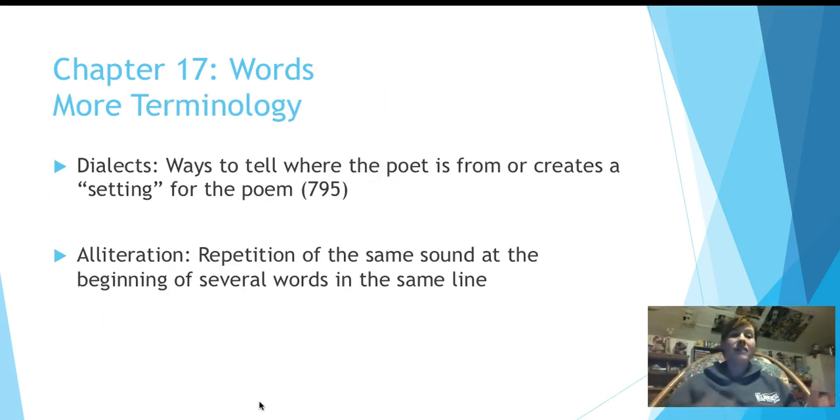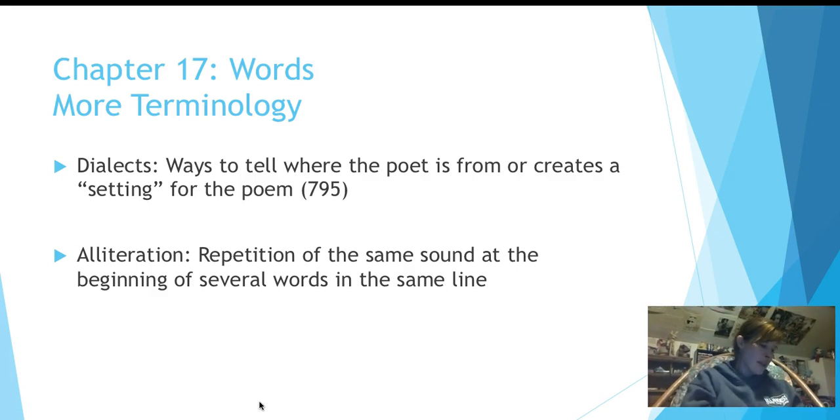More terms, we have dialects, which are the way that poets can tell people the setting of their poem. So on page 795, for example, we have Hugh MacDiarmid's Weep and Wail No More. And I'm going to kind of read this to you all. You guys can see this on page 795. It's towards the bottom of the page. But it's just 2 verses.